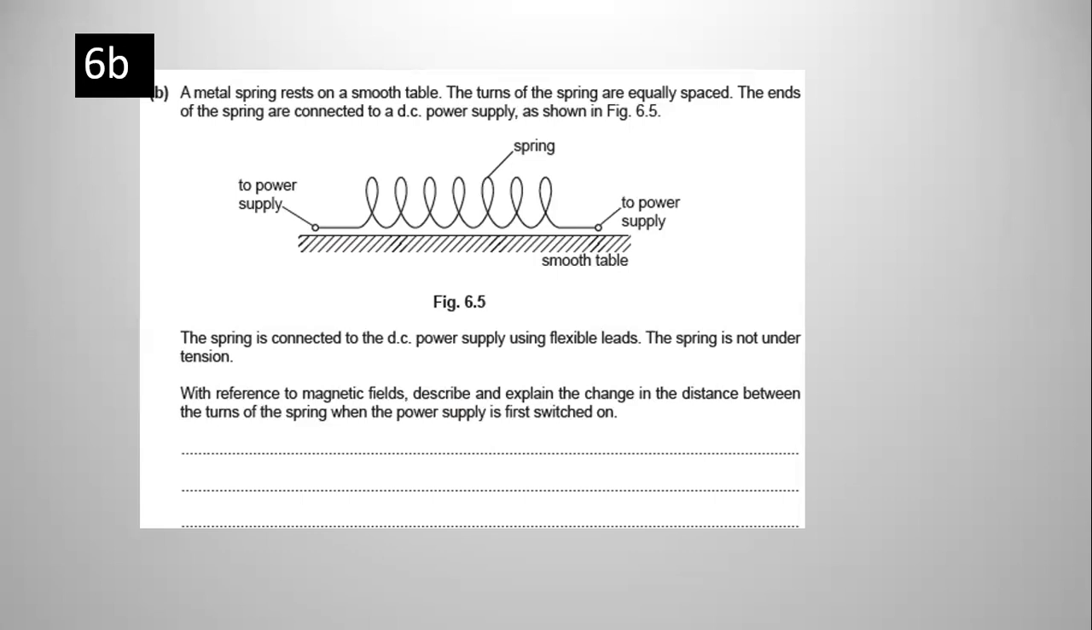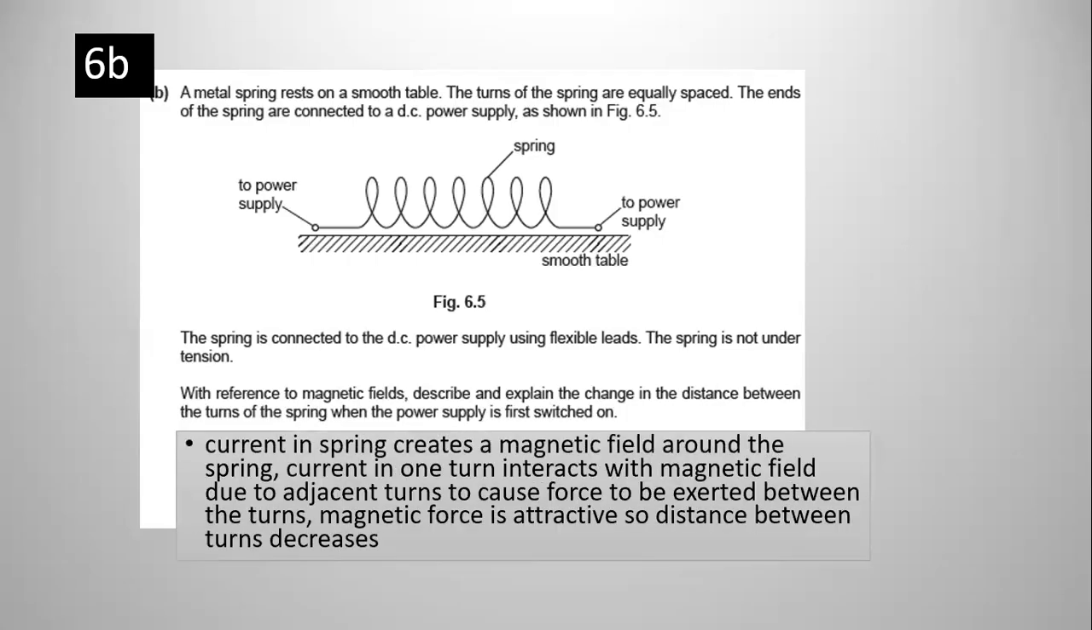The field will interact with each other due to the turns of the wire. Current in the spring creates magnetic field around the spring. Current in one turn interacts with magnetic field due to adjacent turns. This causes force to be exerted between the turns. Magnetic force is attractive, so the distance between the turns decreases.